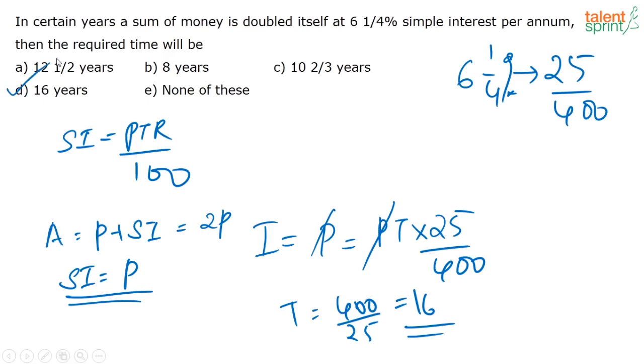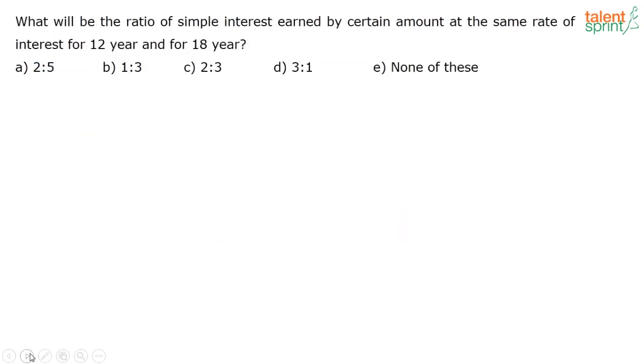Everybody got the answer correctly? Easy question. As I said, don't write any of these steps, just write one step and get the answer in the exam. Okay, now let's move on to the next question. The next question is a very easy one. For some amount P, for 12 years, what will be the interest that it earns? Interest earned is PTR by 100. Now, what will be the ratio of simple interest earned by a certain amount at the same rate? So R is the same, P is the same, only the years are changing.